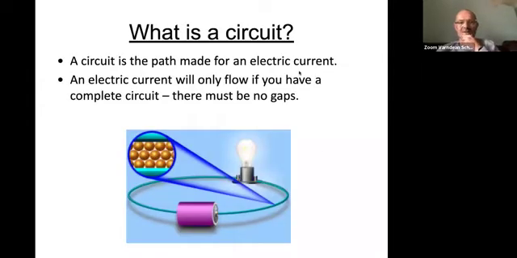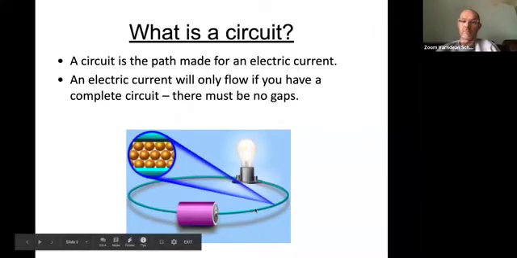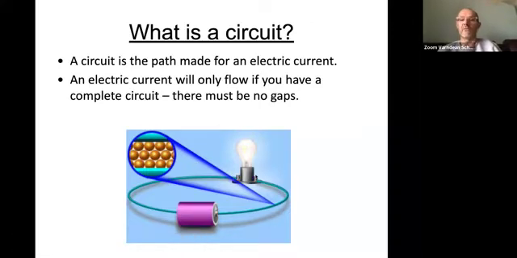So what actually is a circuit? Well, a circuit is a path for electric current. It's complete, it mustn't be broken. So it will only flow if there is a path of a conductor, something that allows electricity to pass all the way around. And we usually use metal. In fact, we use copper for wires because copper is a very good conductor. And if there are any gaps, it can't move.